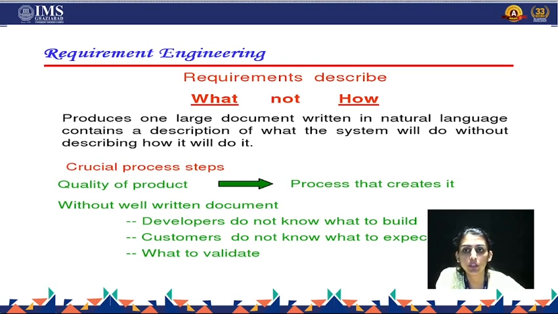So it produces one large document which is written in natural language and contains a description of what the system will do, and it does not describe how it will do it. That means all the requirements the customer wants are noted down in the requirement engineering phase. So the crucial process steps decide the quality of the product, and it gives the process which creates it.